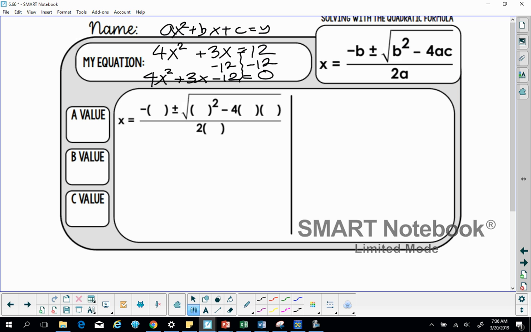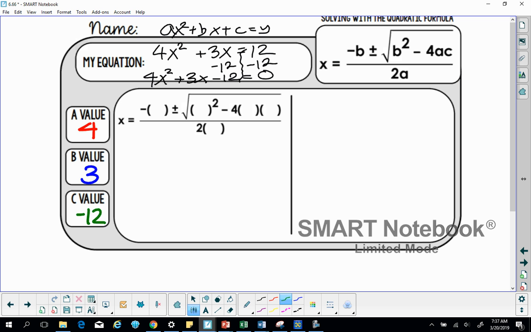Then I just start the process over again. So what is my A here? 4. What's your B? And then what's your C? Negative 12. So remember, if you mess up the order that you put it in and mess up your A, B, and C, the whole thing is going to be wrong.